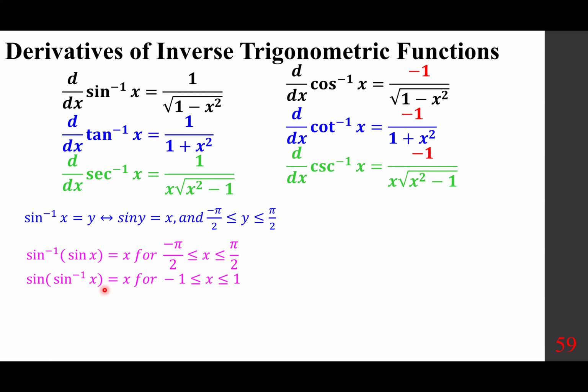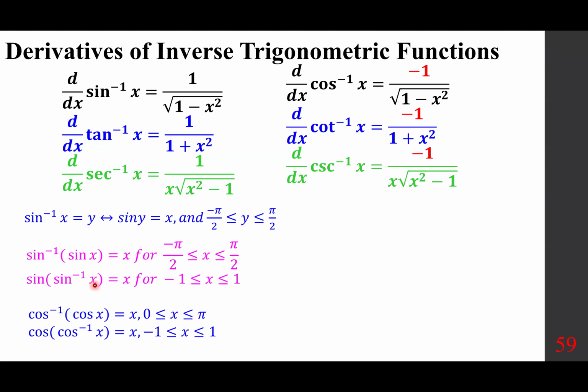Sine of sine inverse of x is x. Remember, both of them mean f of f inverse equals x. Two functions, their composite function is x if they are inverse functions. In this case, it works if this x is between -1 and 1, because this x refers to the range of sine. Okay, remember the range of sine is from -1 to 1.